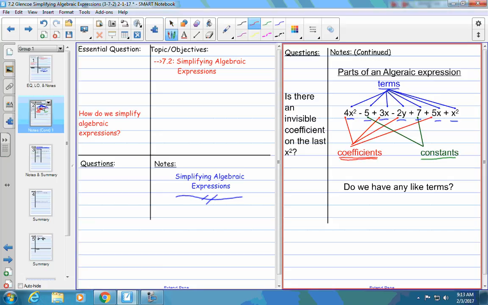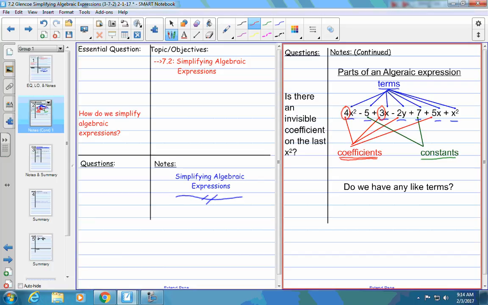Coefficients are the numbers in front of a variable that's doing the multiplication. In our first term here, 4x squared, the number 4 is the coefficient. Notice I'm not circling the x squared. The coefficient is just the number 4. On the next term that has a coefficient, 3x, the coefficient is the 3, not the x, just the 3.